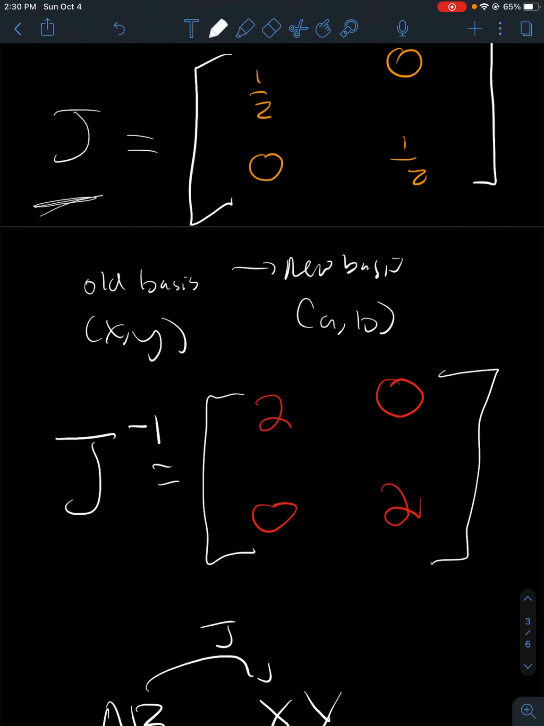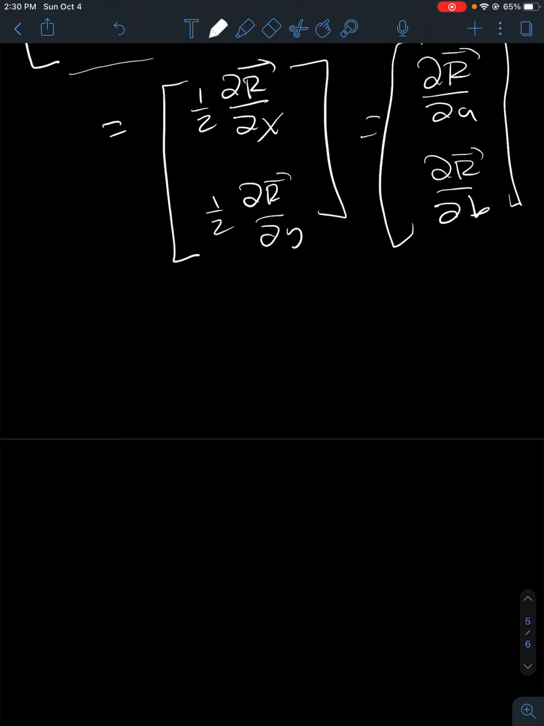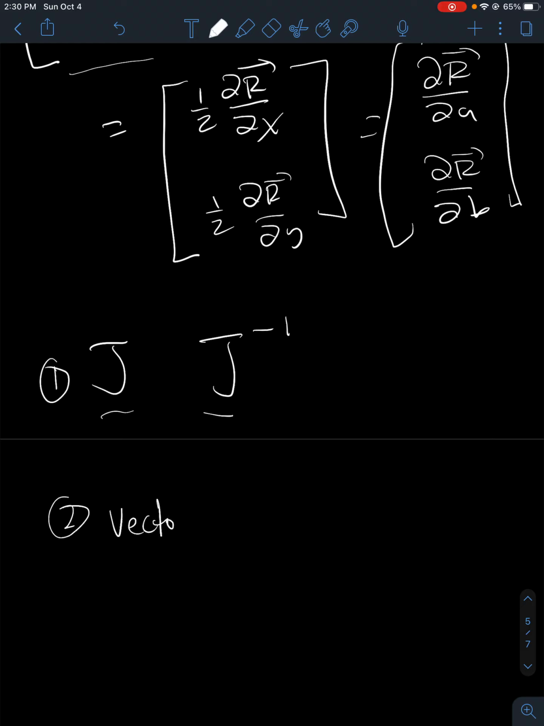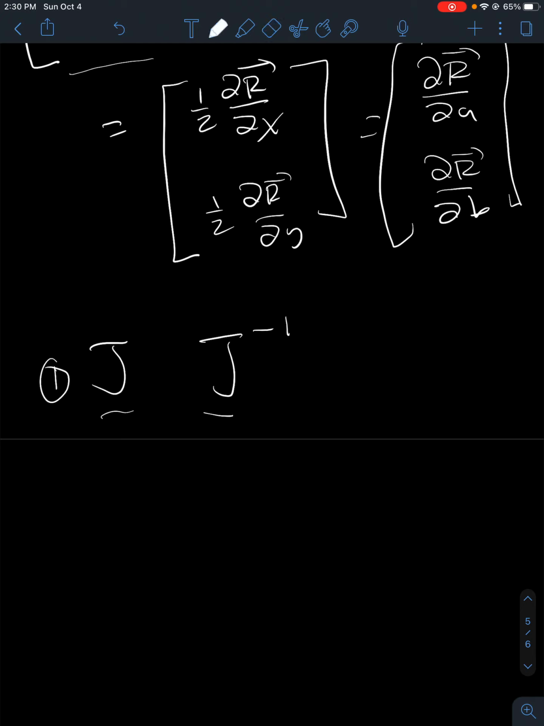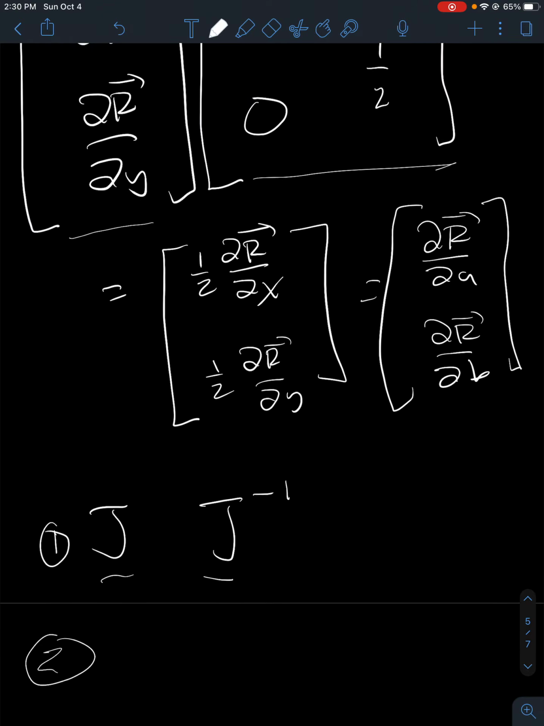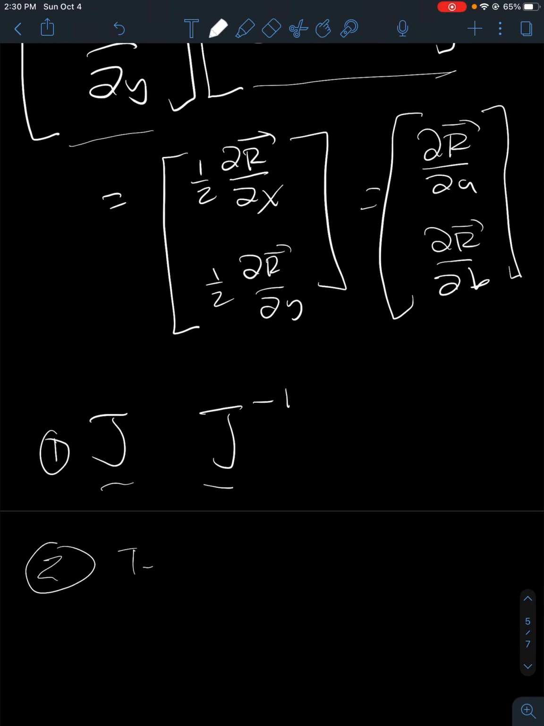So, what am I going to talk about? How do we know that the inverse Jacobian is an actual inverse of the Jacobian? That's the first thing we're going to talk about. The second thing we're going to talk about is vectors represented in different systems. Actually, that can be for a different video. The second thing we're going to talk about is tensor transformations. Okay.